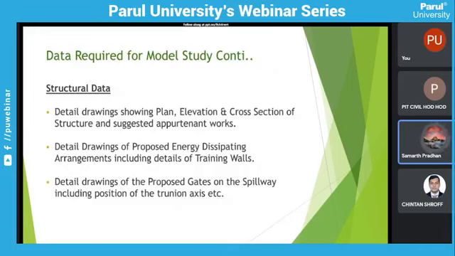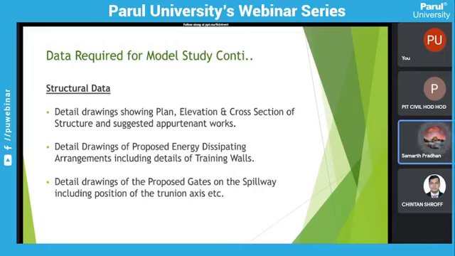Now to construct the structure on the model, we need the structural data. Whatever structure is to be designed, the detailed drawings of plans, elevations and sections of the structure and suggested appurtenant works are needed. Then detailed drawings of proposed energy dissipating arrangements, including details of training walls. Because whenever you construct any structure, you have to guide the river flow. On the upstream as well as the downstream, at some length you propose training walls, so that water entering the structure is guided. Details of these training walls are also needed.